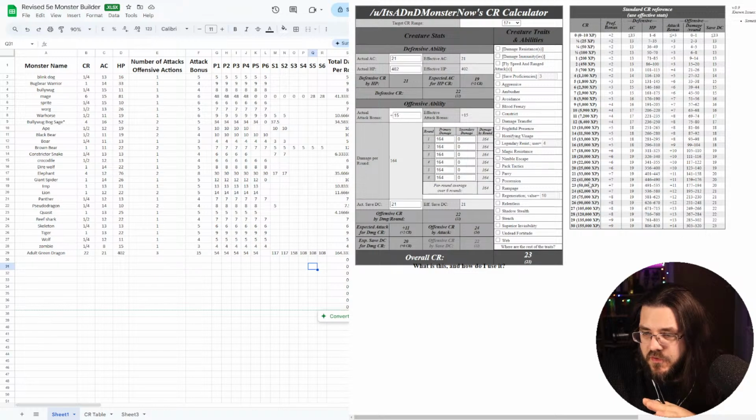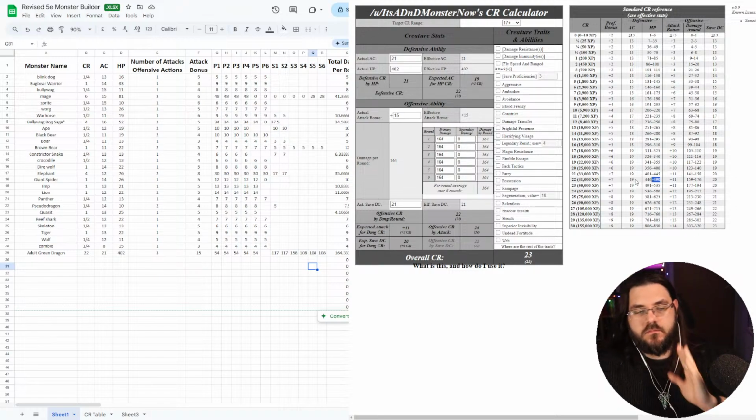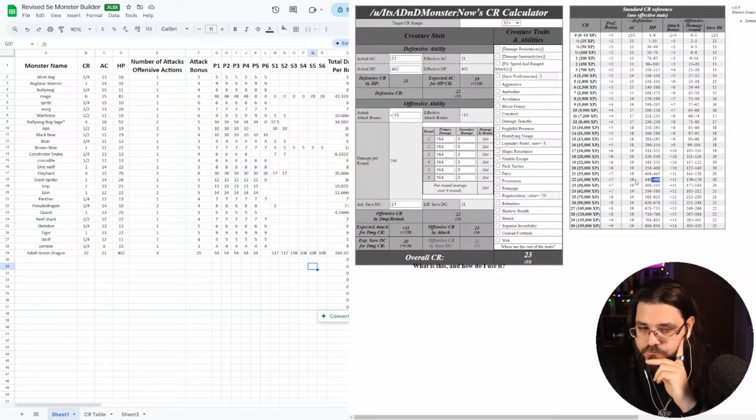Let's have a look at what the difference between 22 and 23 is. It's quite a difference in hit points. So I don't know where that is coming from. It's got higher AC, but not wildly higher. It's got a much higher attack bonus, which is probably where the issue comes from. And then it's sitting in the range for the offensive output, and its save DC is a little high.